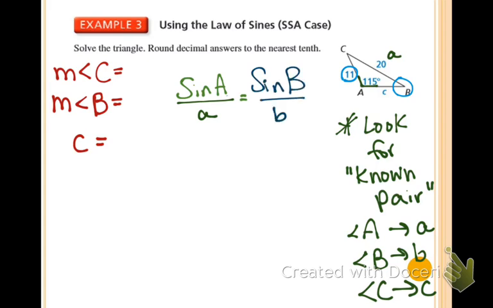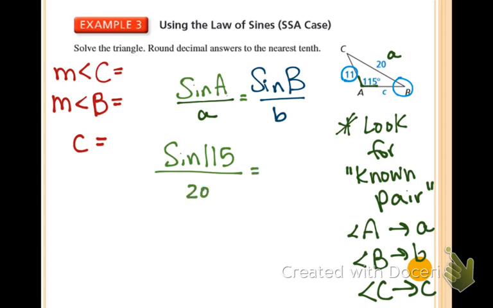And we're going to plug in a second. Okay, so we are using our known pair, which is in green. And we're going to plug in the side we know for sine of B. All right, so what is the angle of A? 115. 115, I agree. So we plugged in for angle A. What is side A? 20.